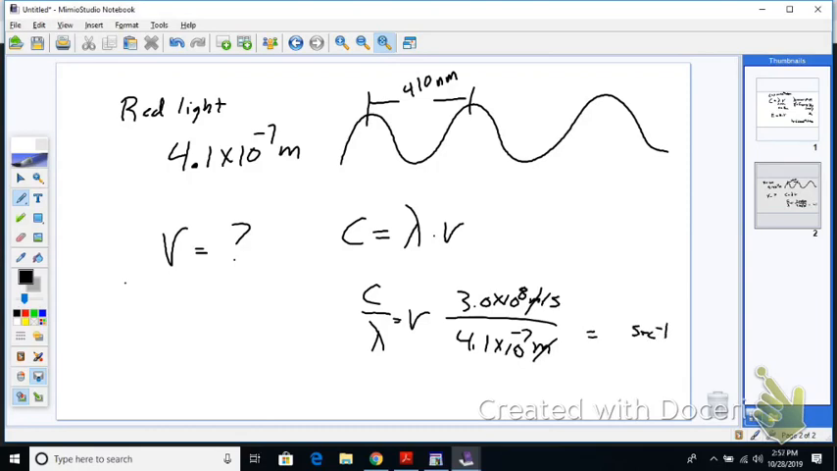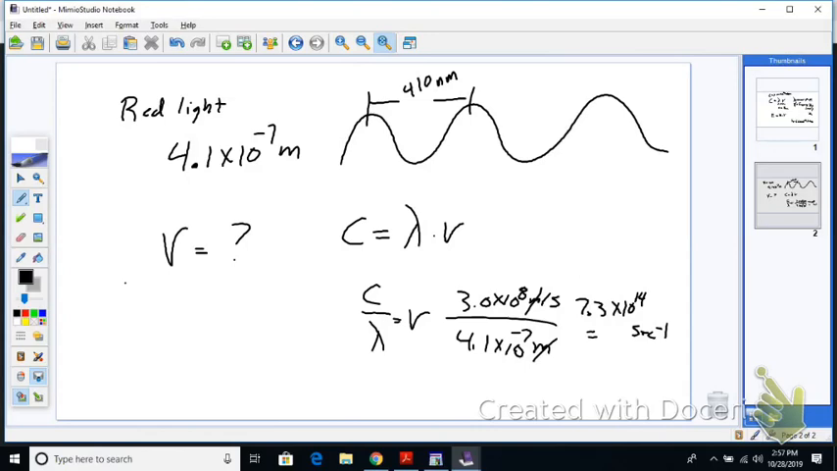And then you'd end up with 7.3. Once you plug it in, it'd be 7.3. When you do your exponents, it'd be 8 minus a minus 7, which would be times 10 to the 15th. But you end up with 0.73 times 10 to the 15th. So it'd be 7.3 times 10 to the 14th. Okay? Any questions you have with that?